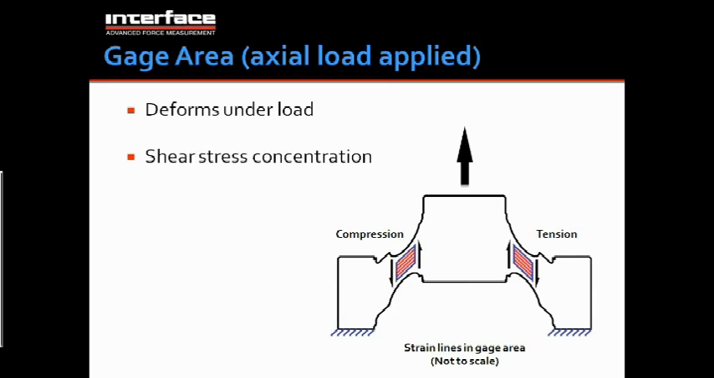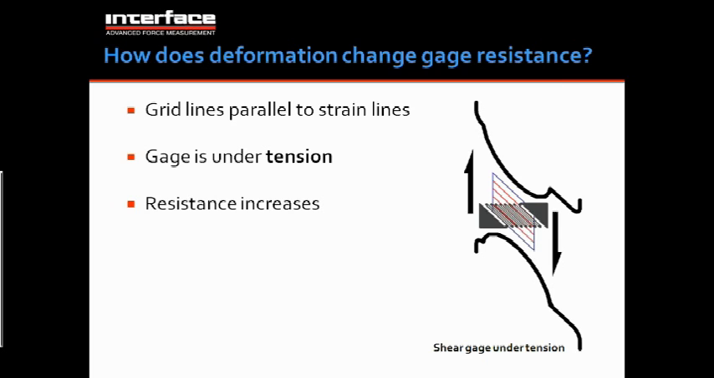So if we superimpose the image of a strain gauge across that deformed section and the beams, what we have is the grid lines or the pattern in the strain gauge aligning or parallel to the strain lines occurring across a beam. So in this case, those strain lines are pulling those grid lines in tension, and therefore the resistance across this gauge is decreasing.